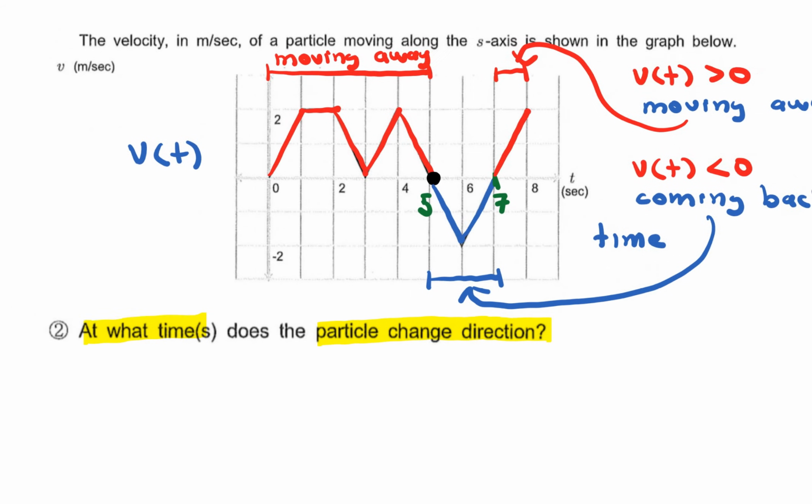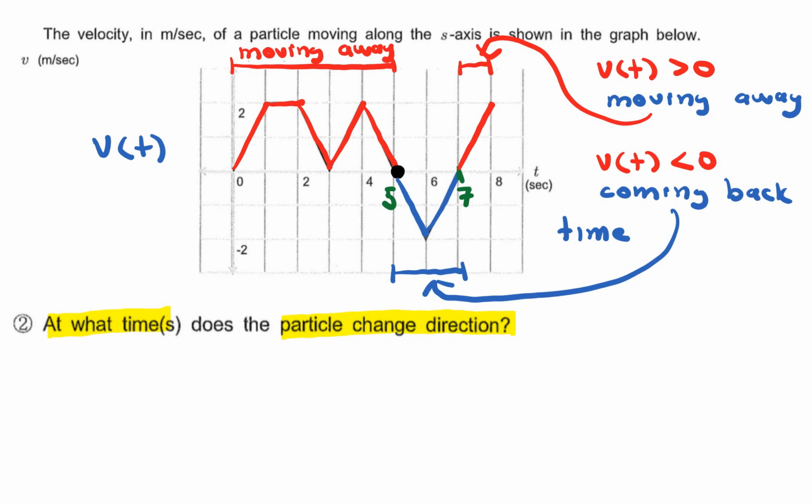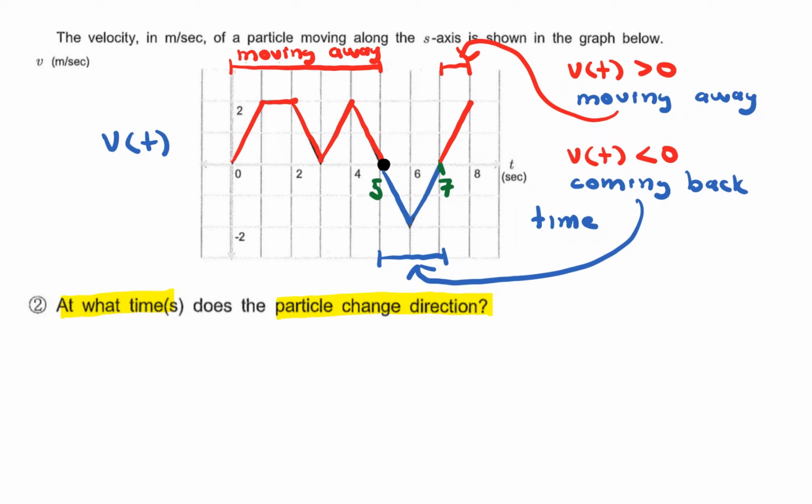So at what times are we actually changing directions here? Good question. If I look at 5 seconds, it looks like we are moving away in this direction, and then we're coming back. We're moving away, and then at 5 seconds we're not moving, and then everything past 5 seconds we're coming back.